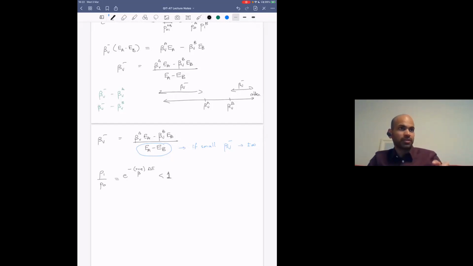Negative temperatures means the opposite. This is actually called an inversion. Negative temperature is called an inversion because you have something that you don't usually have, which is that a high energy level has a greater population.